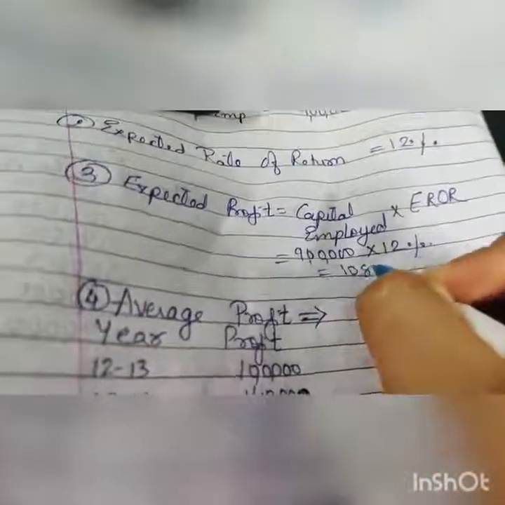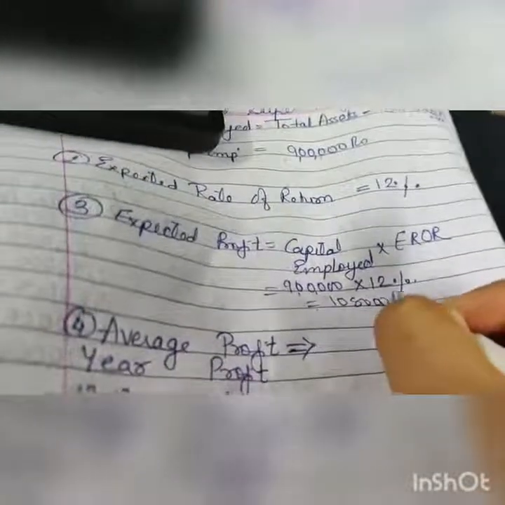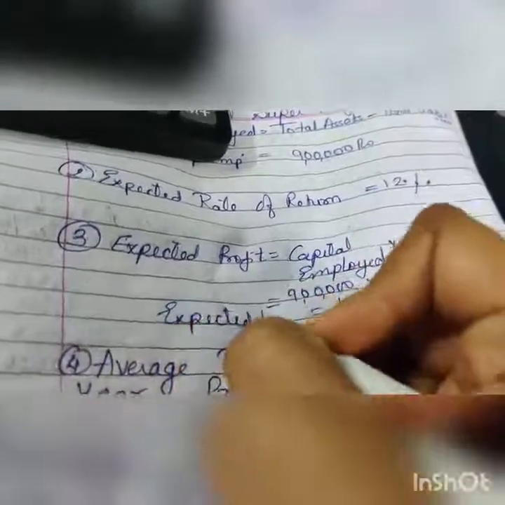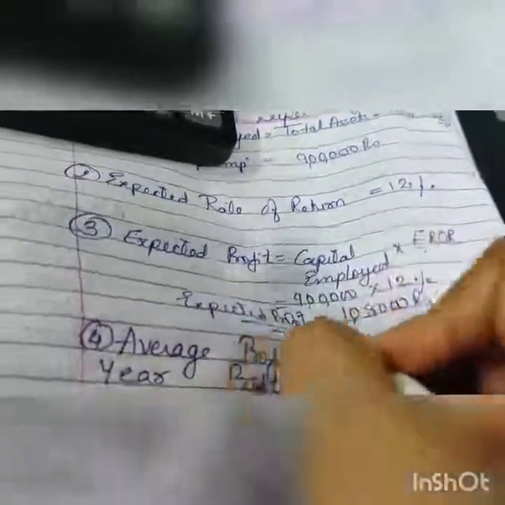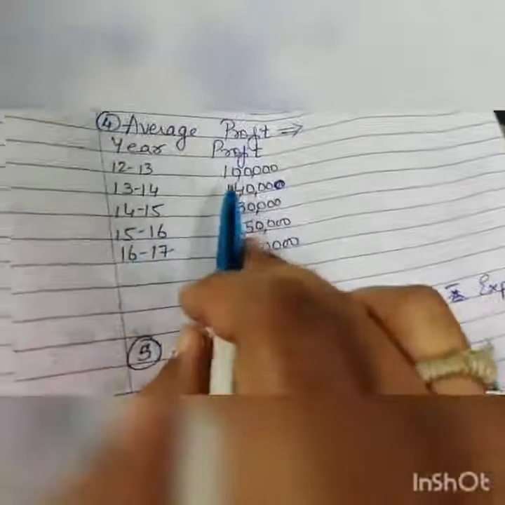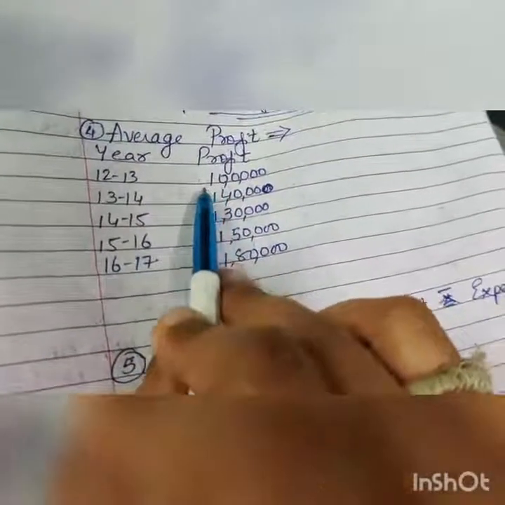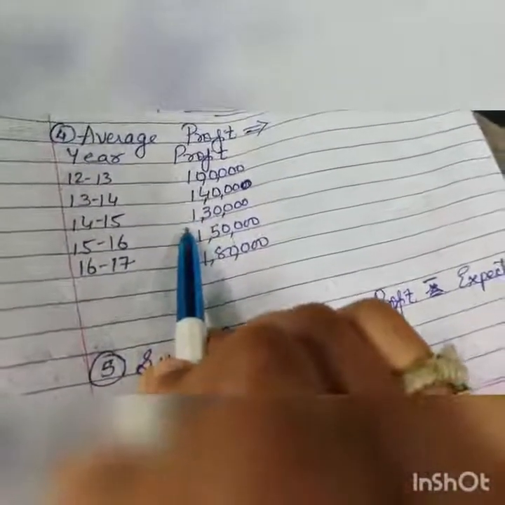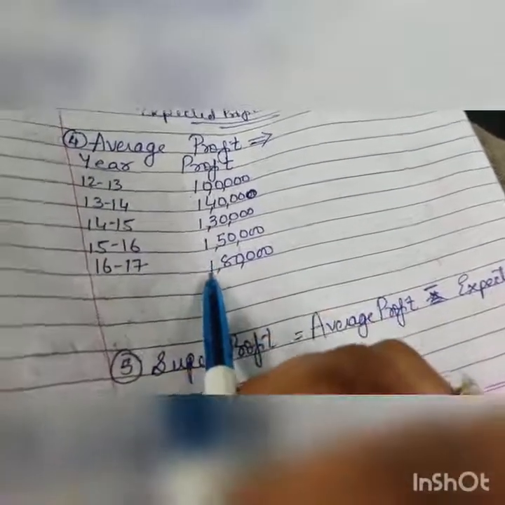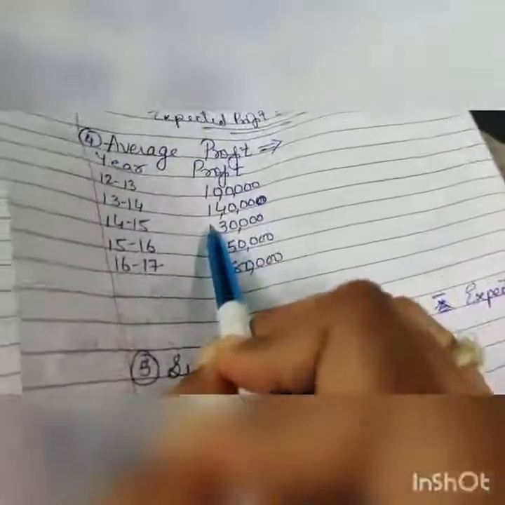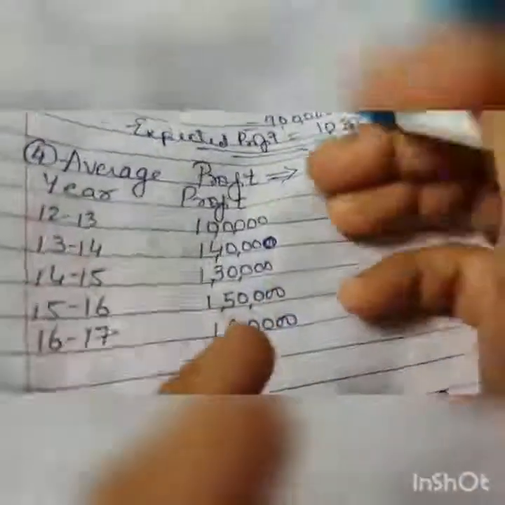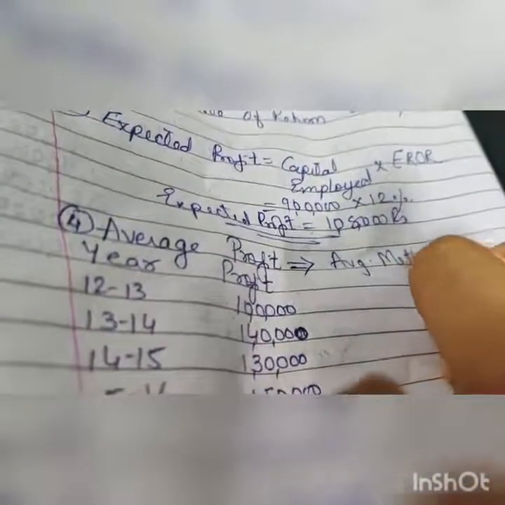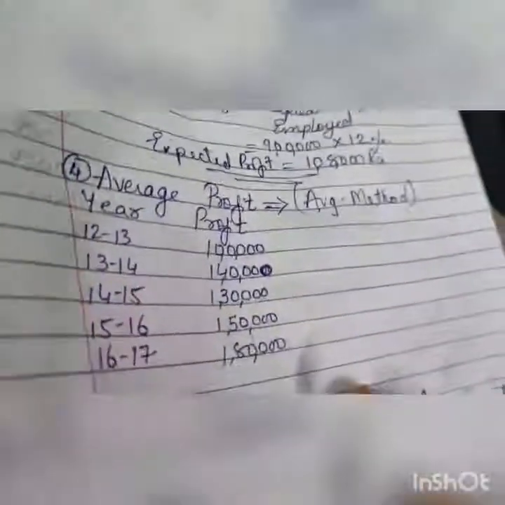Okay, so 1 lakh 8,000 rupees. Okay, this is our expected profit. Okay, then average profit, see now it is not mentioned which method. So see 1 lakh, then 1 lakh 40, increasing, then it is decreasing 1 lakh 30, then again increasing, but here in between there is decreasing, so there is fluctuation, and because of that here we will use only the average method. Okay, not a weighted average method.